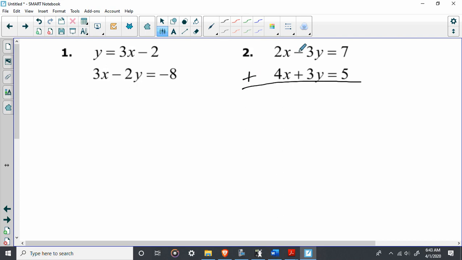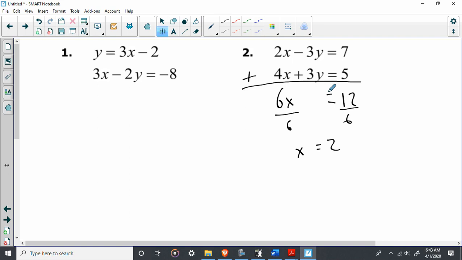We're going to add these two things together. I have the positive and negative version of the same number. 2x and 4x is 6x, negative 3 and positive 3 is 0, and 7 and 5 makes 12. I'm going to divide by 6. x is equal to 2. That was very straightforward, right?